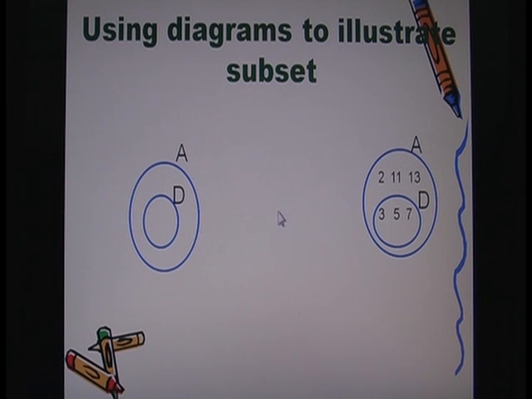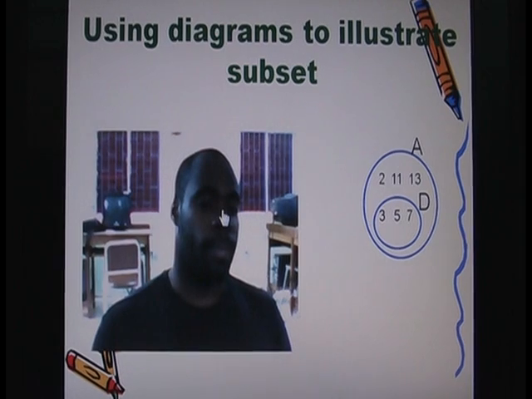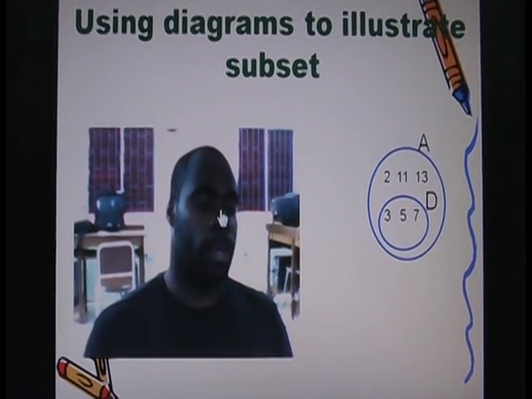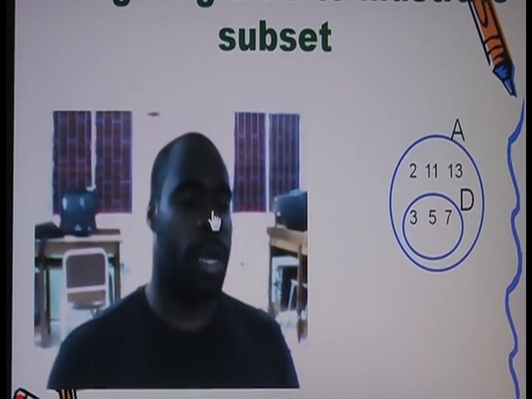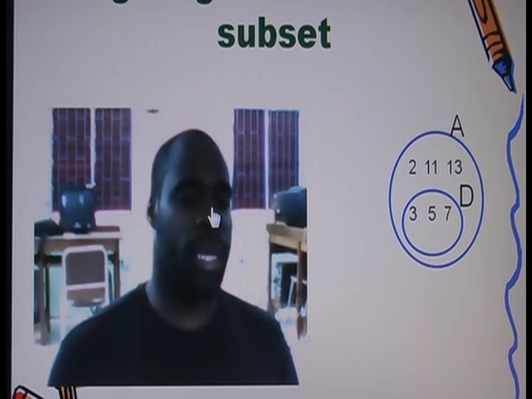Now listen to the clipping again. If you take a good look at the second diagram, you see that the numbers 2, 11, 13, 3, 5 and 7 are all a part of set A. If you look at 3, 5 and 7, which is in set D, all the members in set D are a part of set A. So all the members of set D are a part of set A.